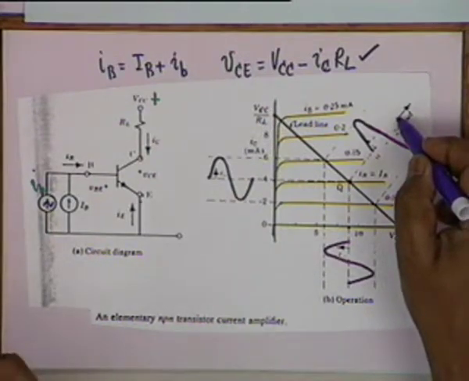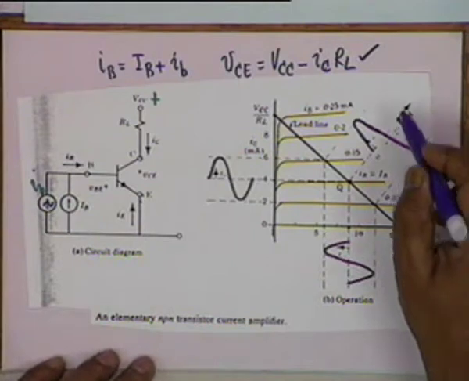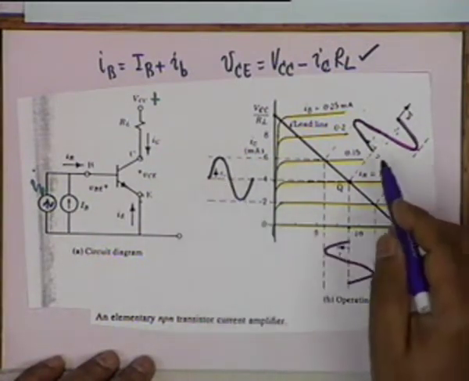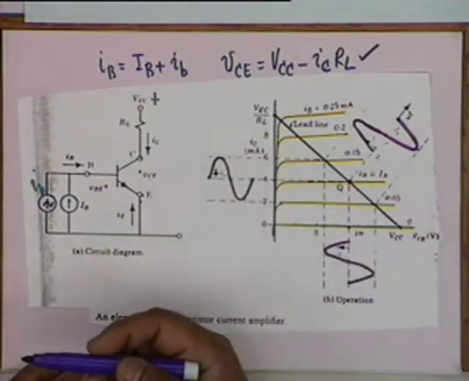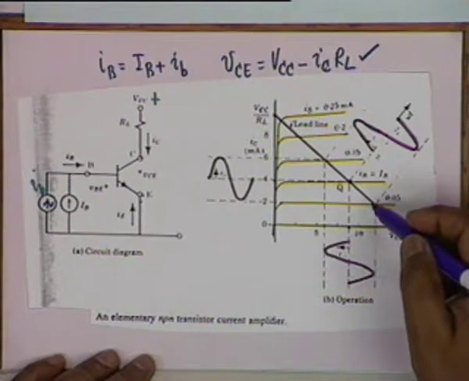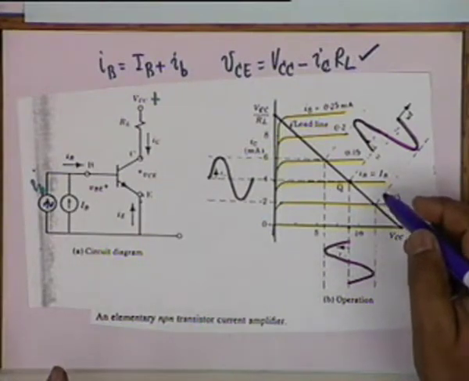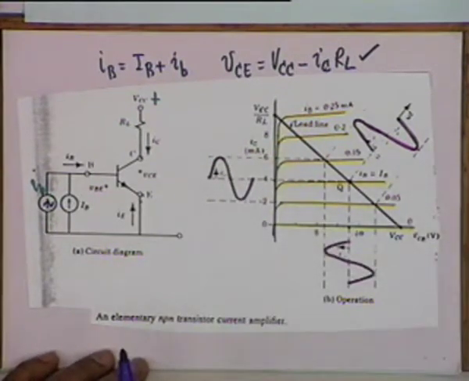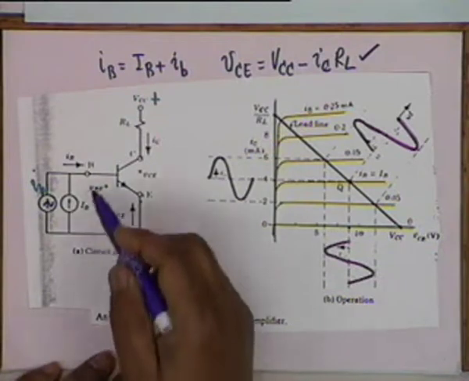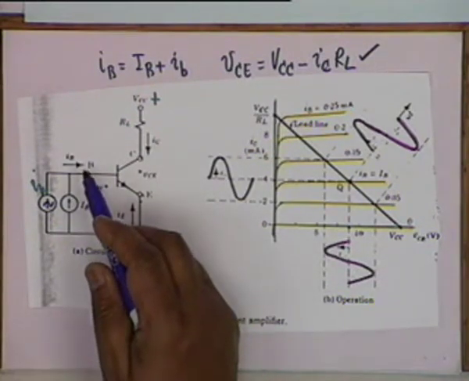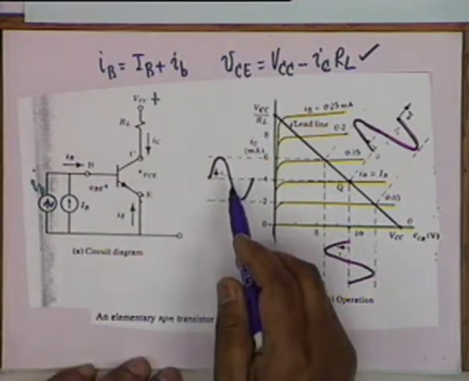One cycle of the base current is completed. The collector current goes through a very similar variation. When the base current increases, collector current increases. And if these lines are equispaced, that is, equal base current increments lead to equal collector current increments, then obviously this curve shall also be sinusoidal. All right. So a small base current here is able to control a large collector current here.